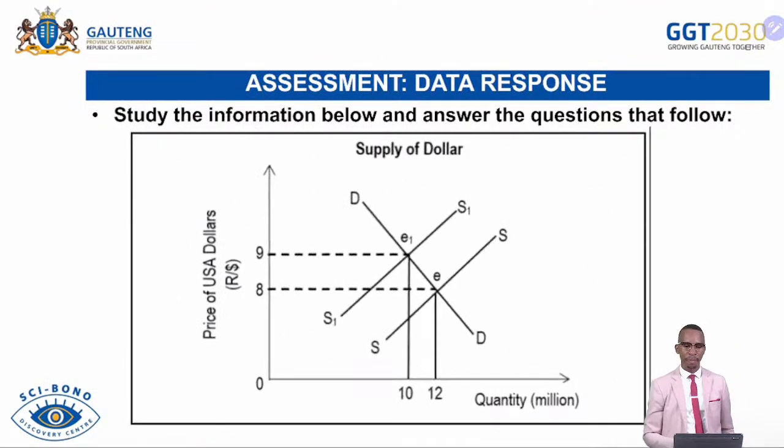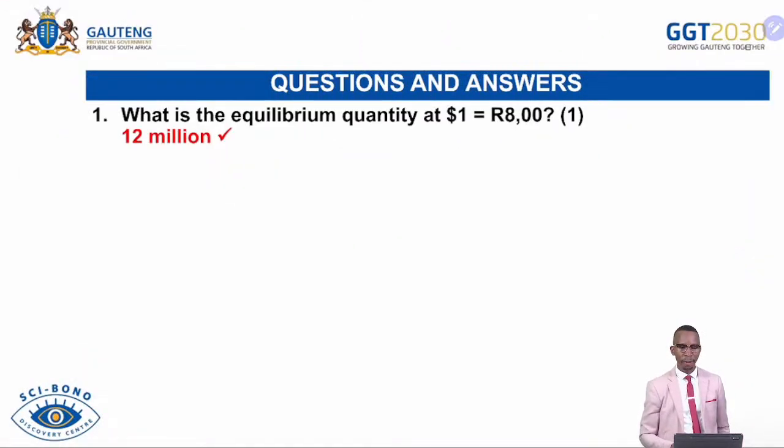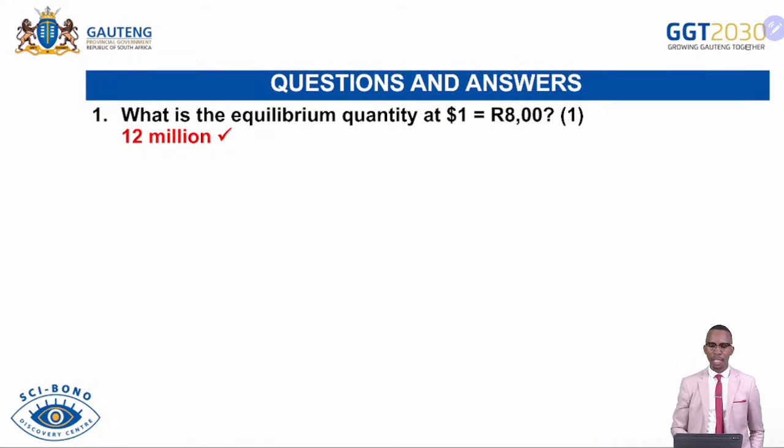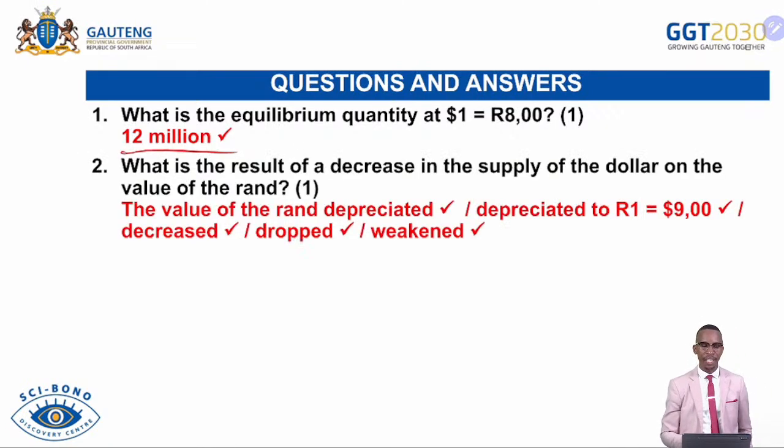So this is the assessment. This kind of assessment is from Western Cape. You are given the supply of dollars against South African rands. So let's see questions. What is the equilibrium quantity? The answer is 12 million. Remember, you interpret each graph before you go to questions. What is the result of a decrease in the supply of dollar on the value of rand? The value of rand depreciated.